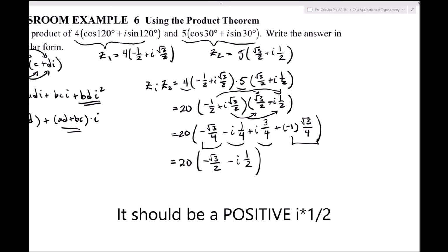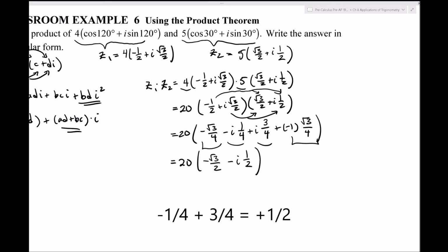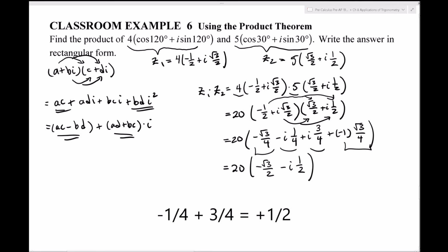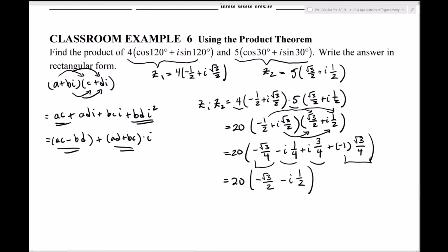And that's the answer in rectangular form. Actually, no, that's in polar form. Because that's, let's see. No, that's not in rectangular form, sorry. Rectangular form is going to require me to distribute the 20. One more step. So that's negative 10 square root of 3 minus I times 10. So negative 10I. And that's the answer in rectangular form. Look at all the work there. That's quite a bit of work.